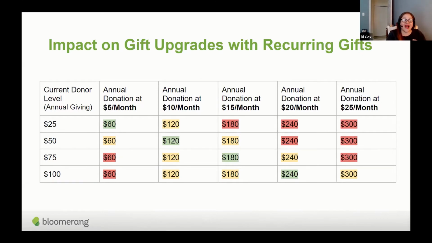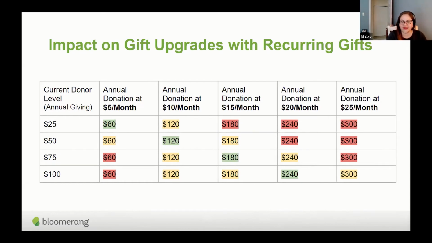And then red is kind of your long shot giving. So hopefully you'll have some people who want to go from a $50 annual gift to a $20 a month donation, which would up them to $240 a year. But that's a really big jump. So that should not necessarily be an expectation, but something you are aware of if you have a conversation with your donors on this.